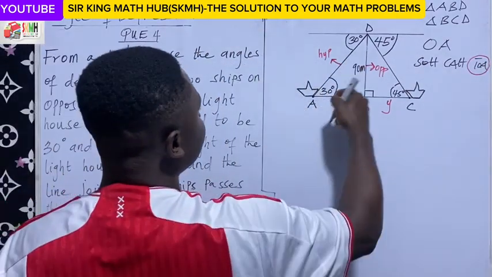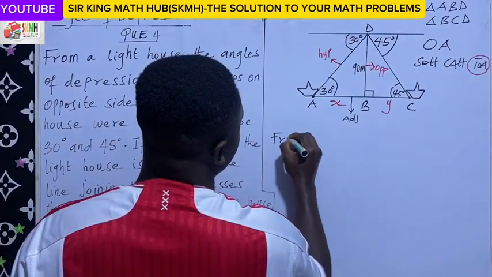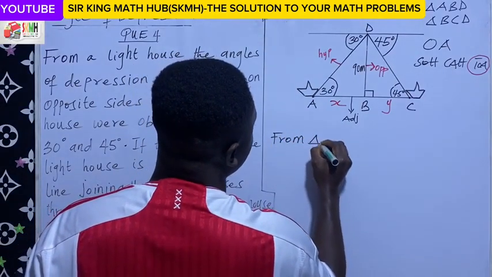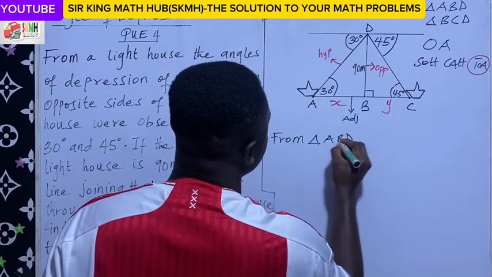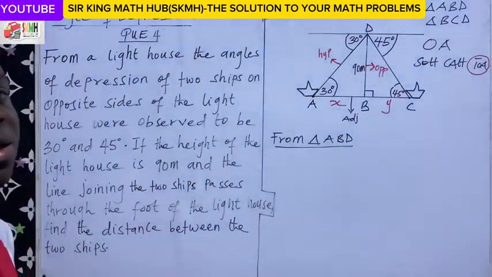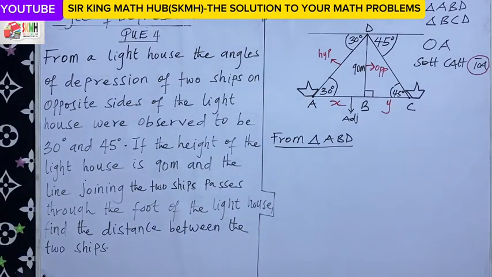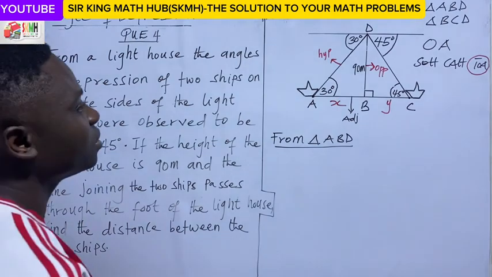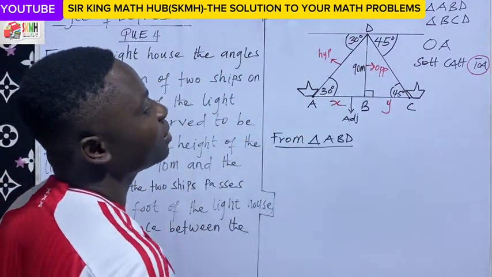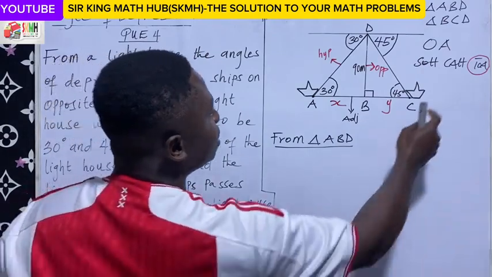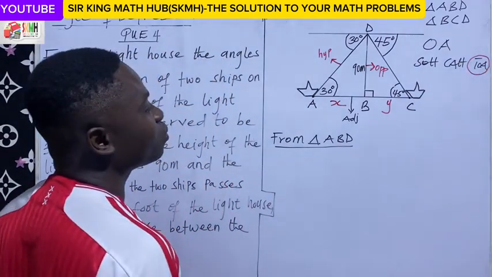So from the first right angle triangle, triangle ABD, to calculate the length of the adjacent, you must go by TOA. And what does TOA say?